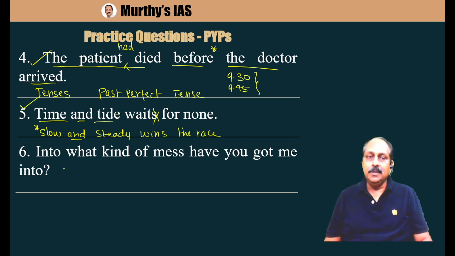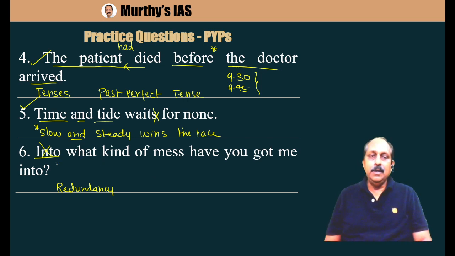Question number six. Into what kind of mess have you got me into? This is based on what I call redundancy. Redundancy means unnecessary use of words. A lot of people say he has returned back. Wrong. Return means to come back. You should not say he has returned back. He has returned. That is enough.